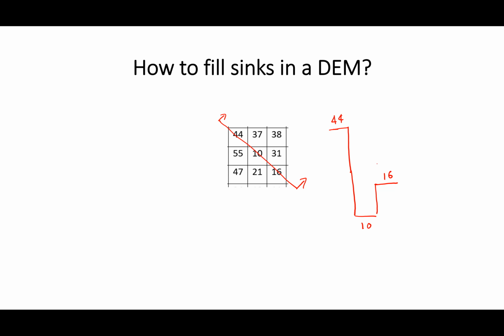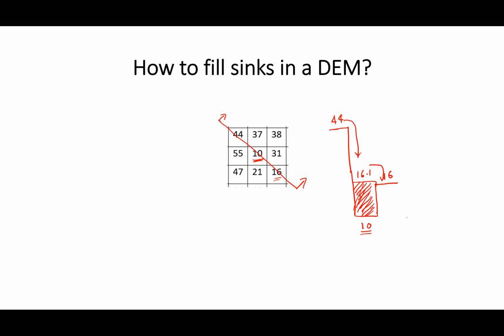Now the simplest way to do that is to look at the next lowest elevation. So in this case, our sink has elevation of 10. The next lowest elevation is 16. So one way to fill that sink is just raise the elevation of this cell, let's say 16.1, and then if we do that, then from 16.1 elevation it will go to 16. So we enable that natural drainage by just raising the value of this cell from 10 to 16.1.